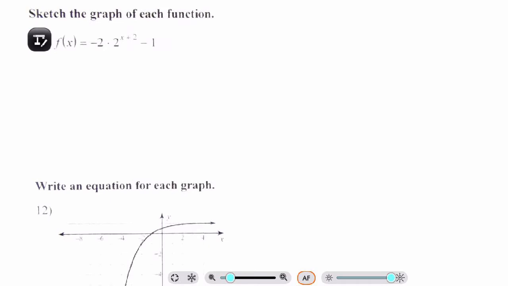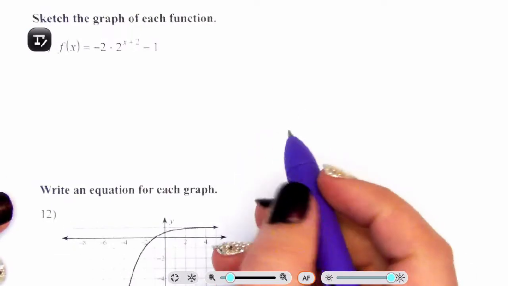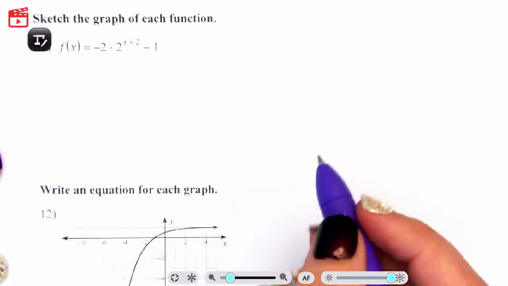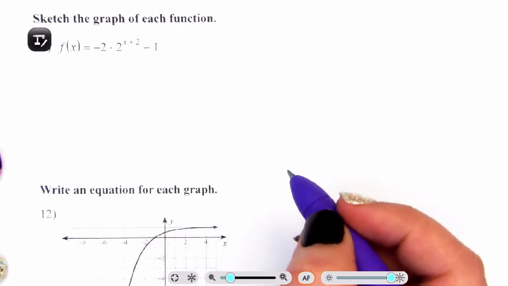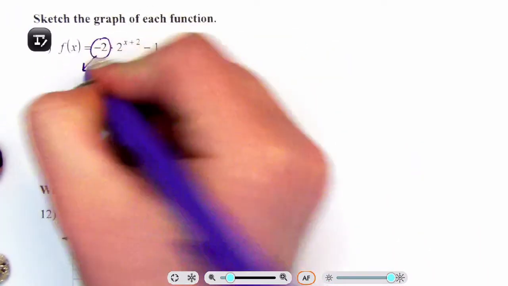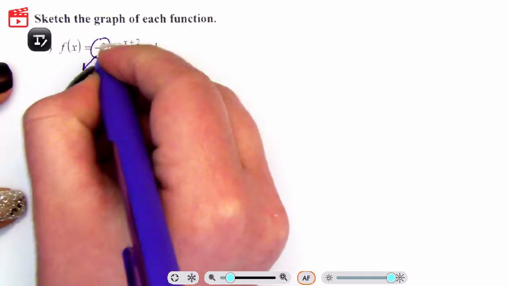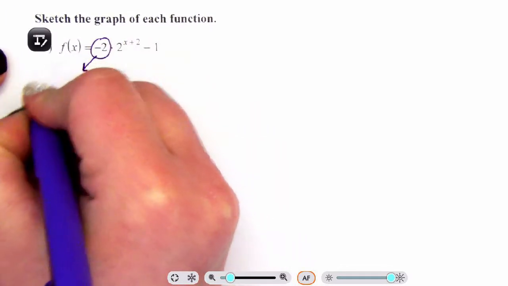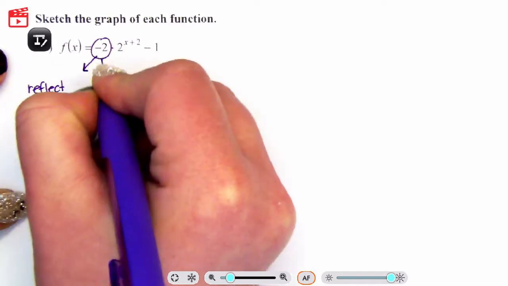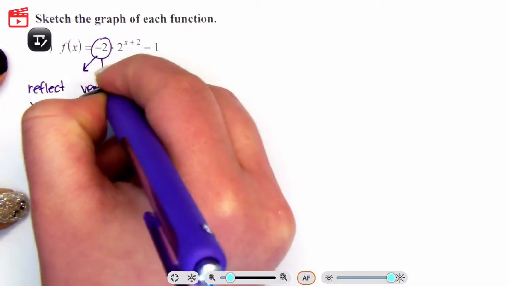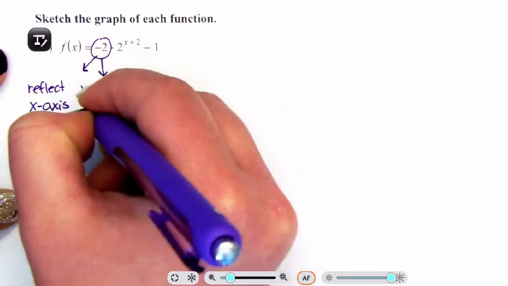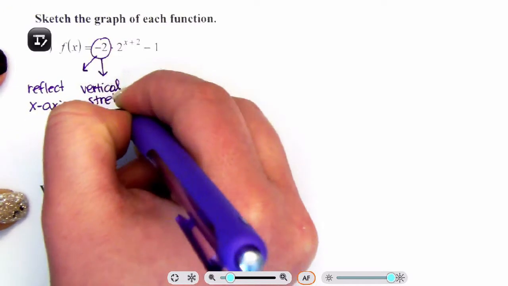On question 11, this is asking us to sketch the graph of each function. Now, this is an exponential function, so we have our vertical stretch or compression, we have a reflection, and we have our horizontal shift and our vertical shift. So looking at this one here, we have a vertical stretch of 2 and a reflection across the x-axis. We have a vertical stretch by a factor of 2.